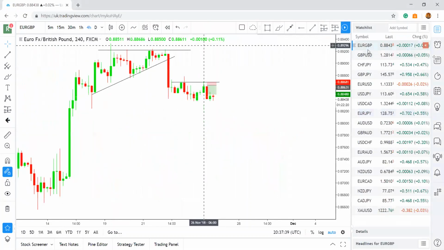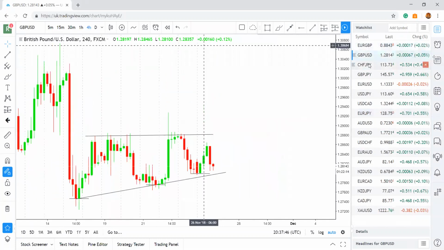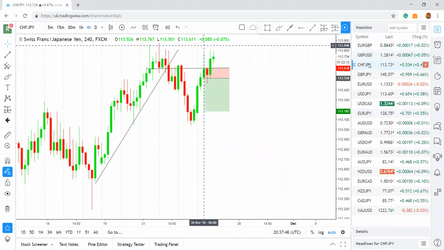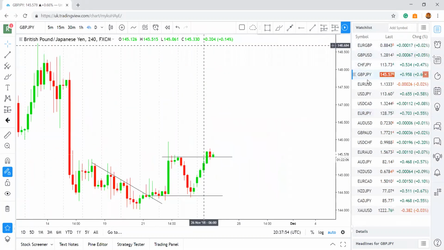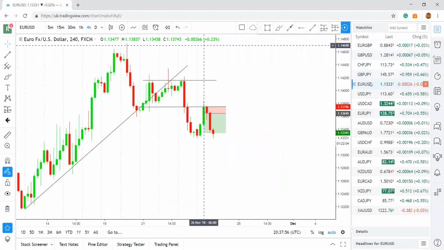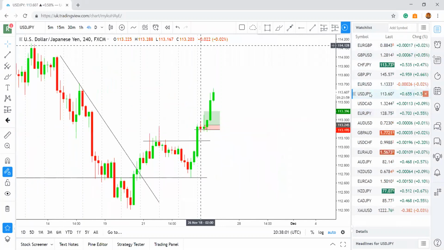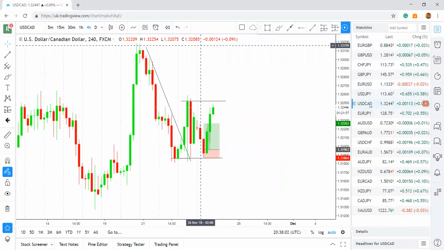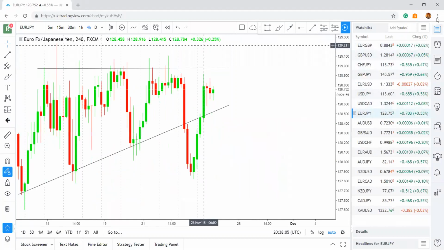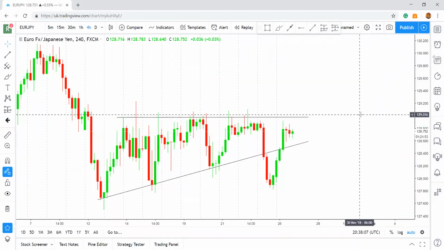So we had a nice win on Euro Pound. We had no trade on Pound Dollar. We had a loss on Swiss Franc Yen. So we're 1-1. Pound Yen, no trade. Euro Dollar, we had a win. So that's 2-1. UJ, we had a win. So that's 3-1. UCAD, we had a win. So that's 4-1. Out of 8 pairs, there was 5 trading opportunities today.